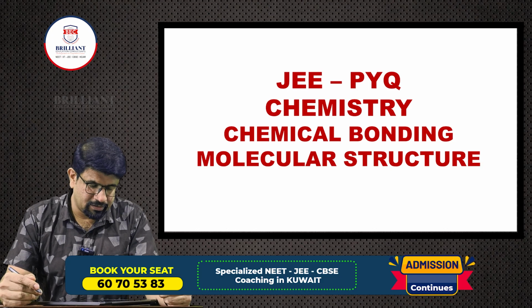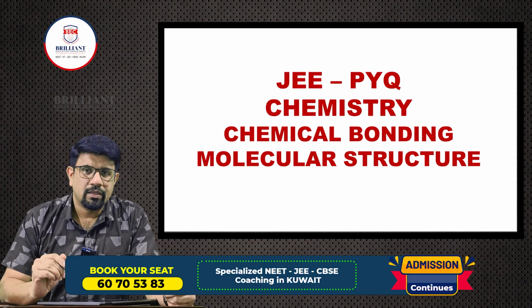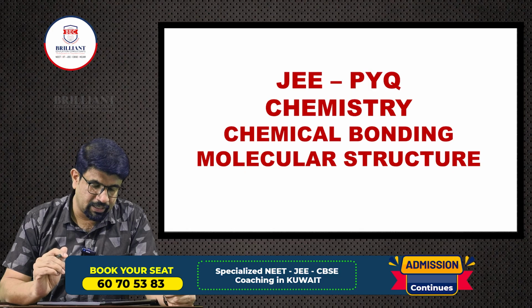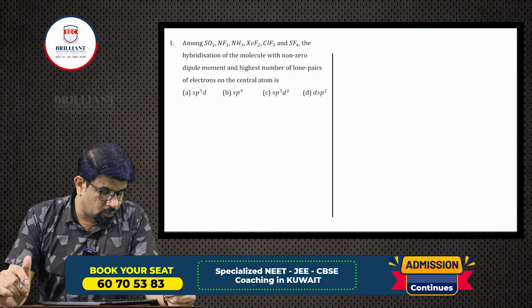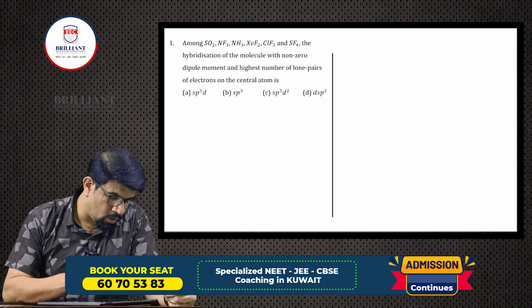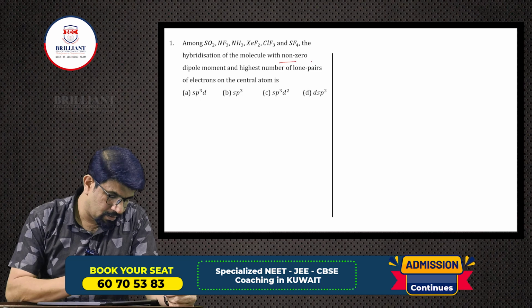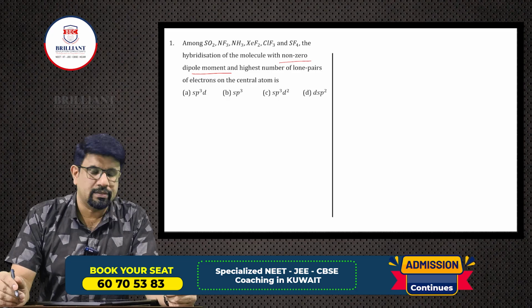Today we will discuss some questions from the chapter Chemical Bonding and Molecular Structure. These are all questions from previous year JEE papers. First question, I will read. Among SO2, NF3, NH3, XeF2, ClF3 and SF4, the hybridization of the molecule with a non-zero dipole moment and the highest number of lone pairs of electrons on the central atom is.